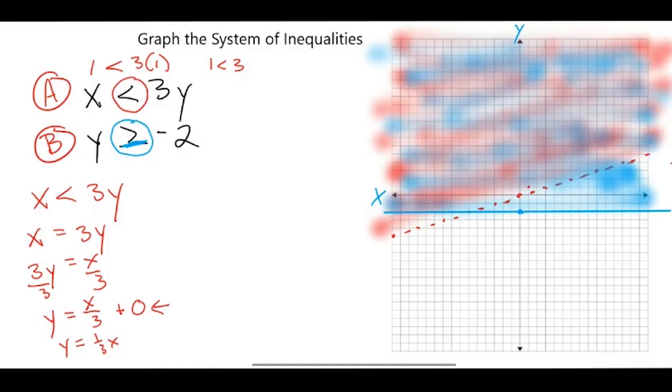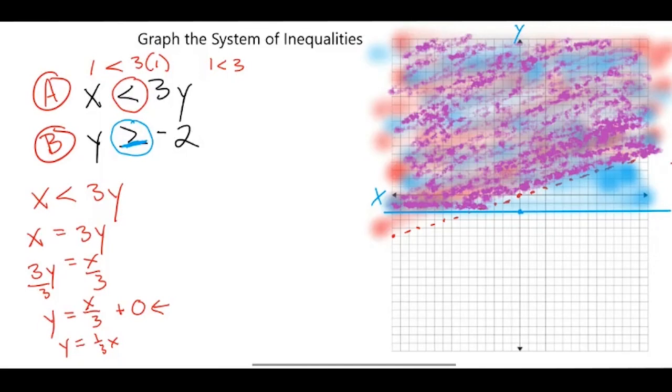And it's pretty obvious where these two overlap. And so I will color it in where they overlap. And the purple area is the place that includes all the solutions for the graph of this system of inequalities.